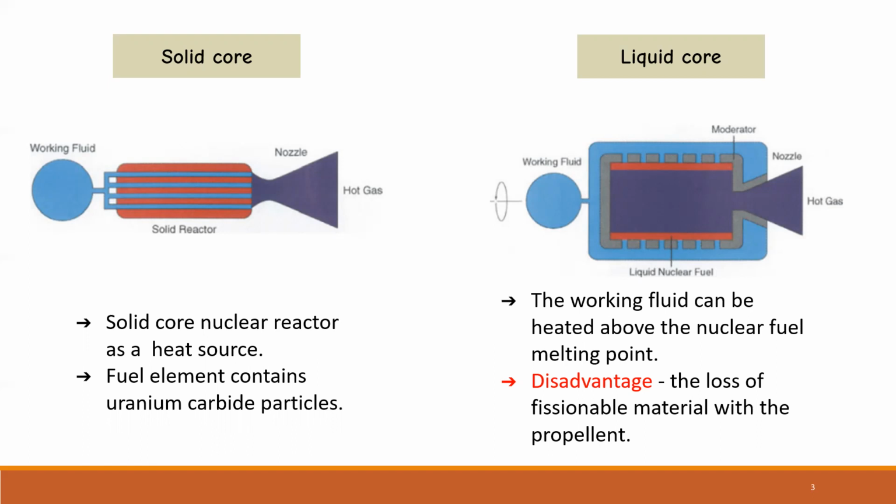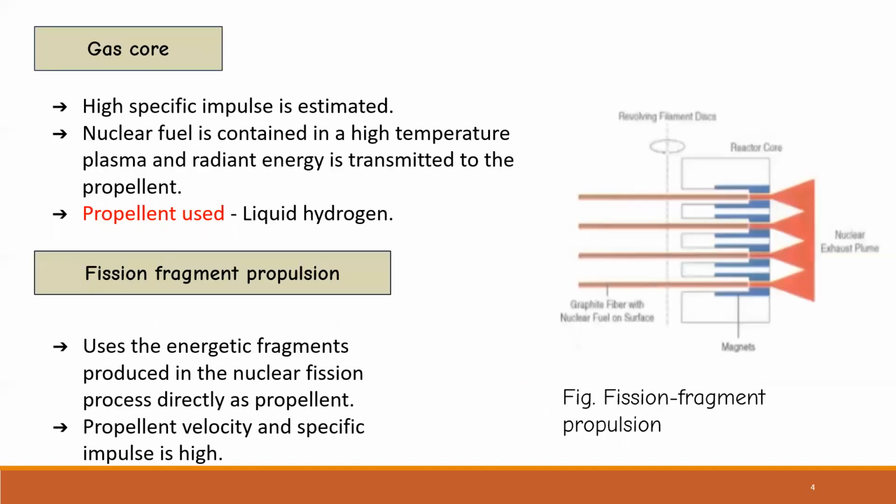In the liquid core, the parts are the working fluid, which then passes towards the liquid nuclear fuel, then a moderator, and after that the nozzle, and same as the solid core, hot gases are produced. And another one is the gas core. In this, a high specific impulse is estimated, and nuclear fuel is contained in high temperature plasma. Radiant energy is transmitted to the propellant. And in the gas core, the propellant used is liquid hydrogen.